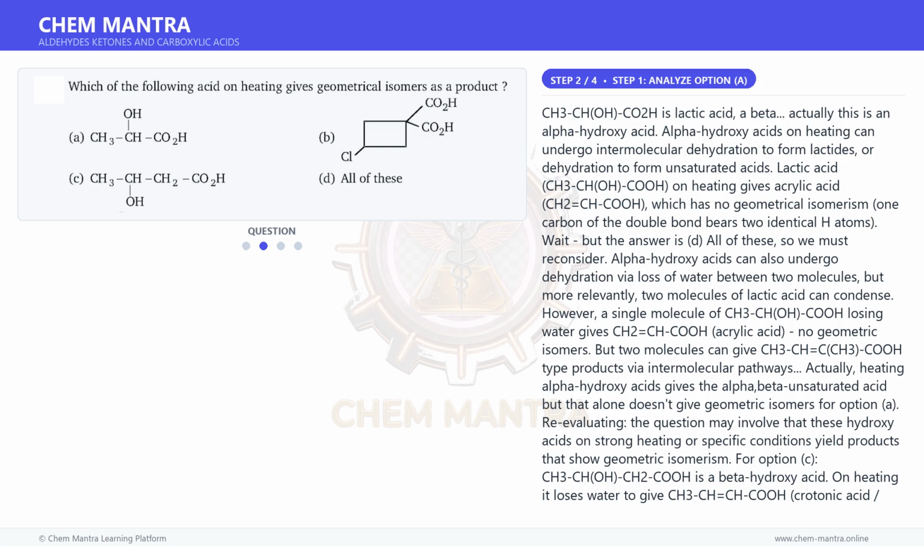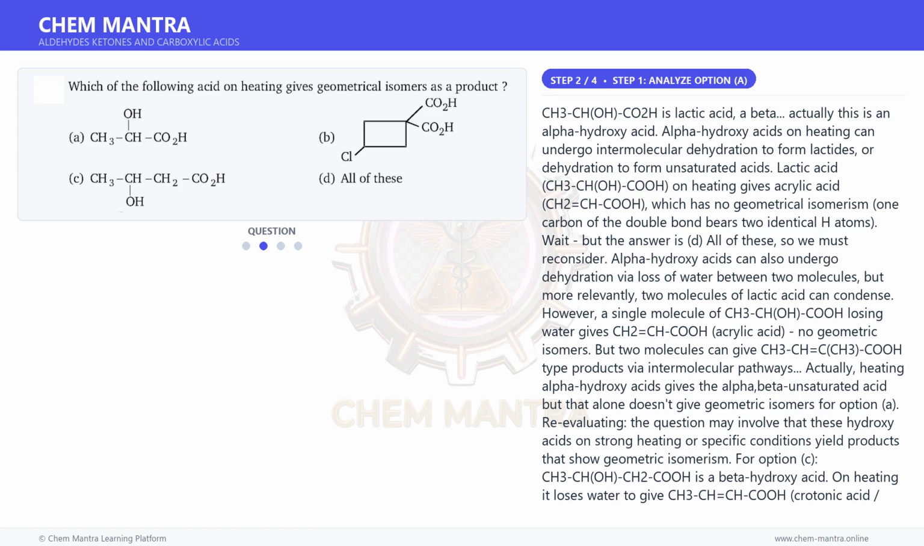CH3CH(OH)CO2H is lactic acid, a beta. Actually, this is an alpha-hydroxy acid. Alpha-hydroxy acids on heating can undergo intermolecular dehydration to form lactides or dehydration to form unsaturated acids. Lactic acid, CH3CH(OH)COOH, on heating gives acrylic acid, CH2=CHCOOH, which has no geometrical isomerism. One carbon of the double bond bears two identical H atoms.